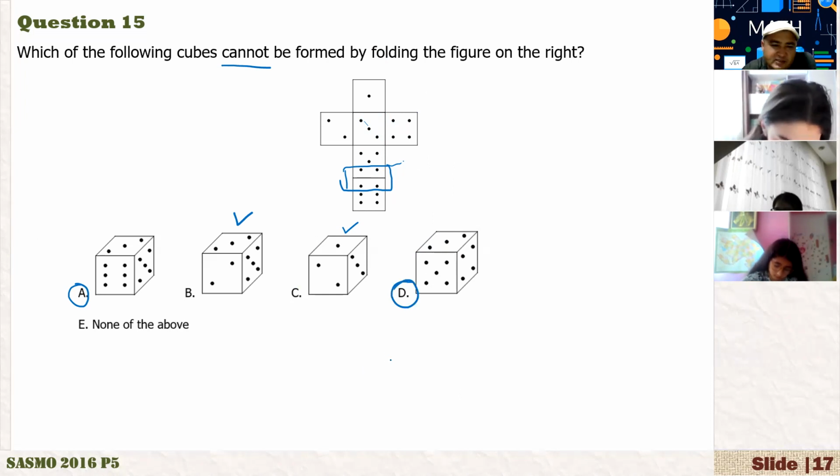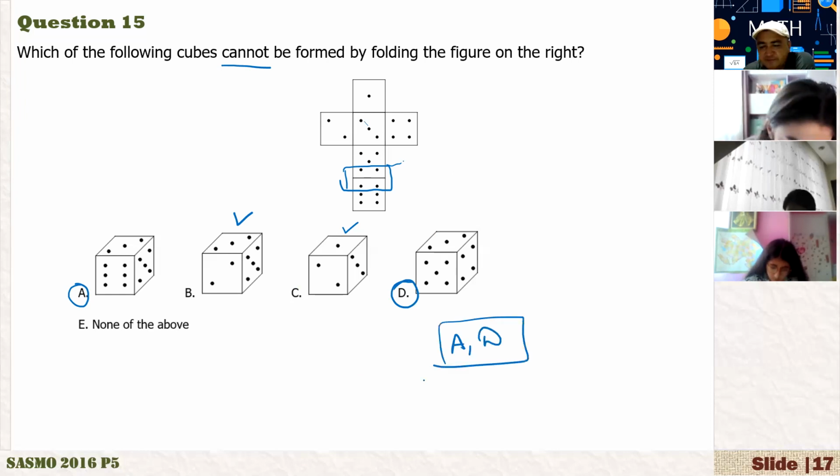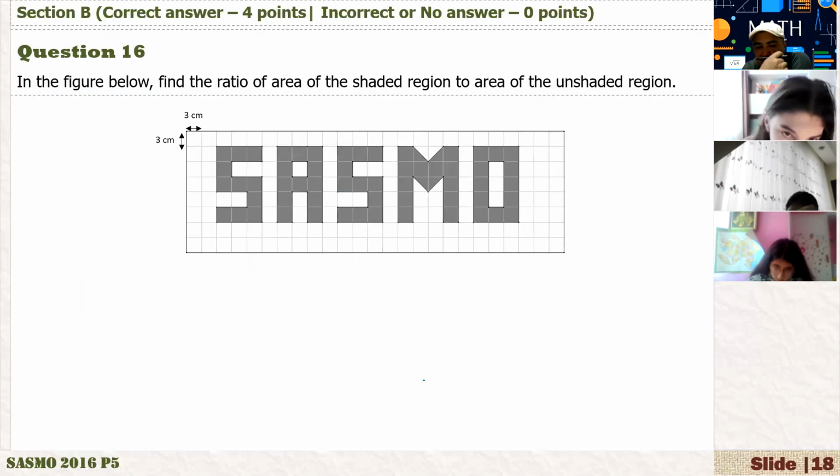Okay. So what is the answer? Our answer is A and D. But actually, there must be one answer. I don't know why they put this question like this. Anyway, let's move to the next question. Let's not waste much time on this.